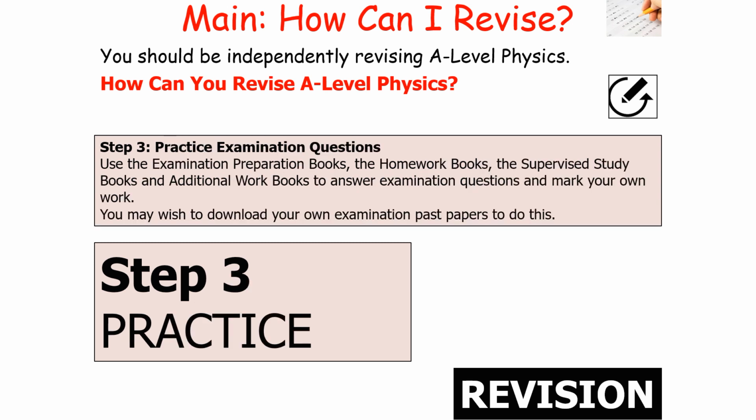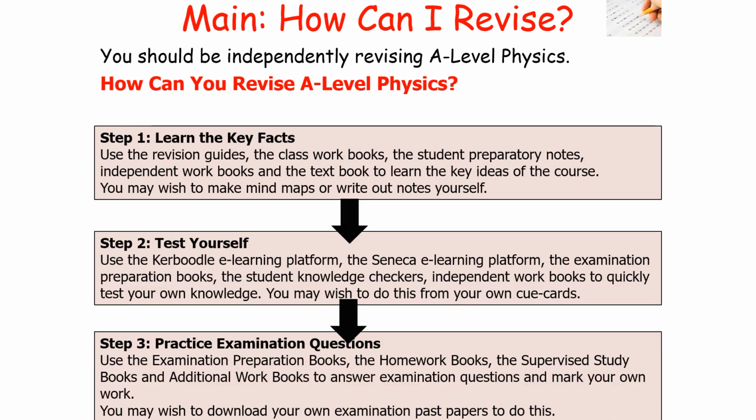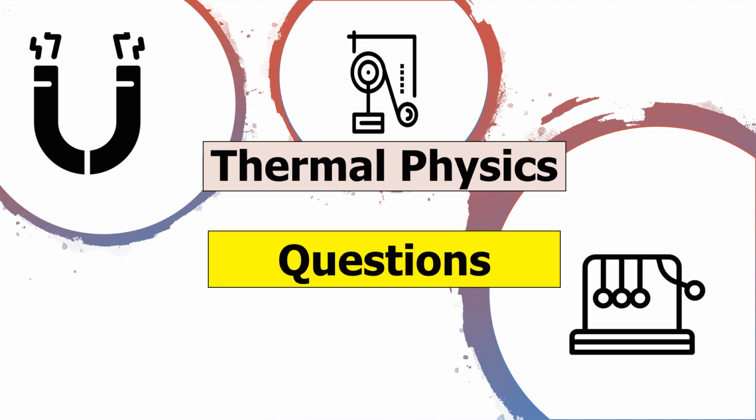Then finally, step 3 is to use exam prep books, homework books, supervised study books, workbooks to answer exam questions and then mark your own work, and you may wish to download examination past papers to do this. So the steps of learn the key facts, test yourself and practice exam style questions is the way to revise AQA A-level physics. So let's start off by looking at thermal physics.